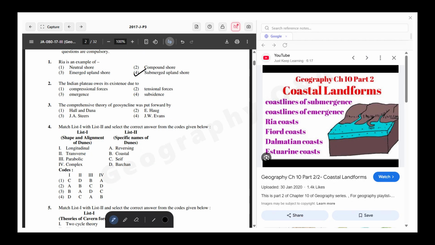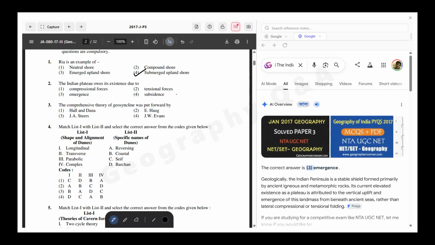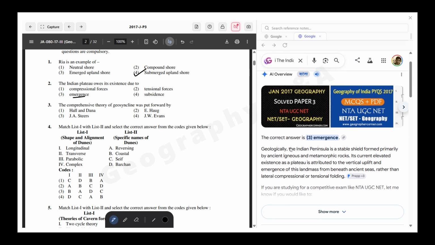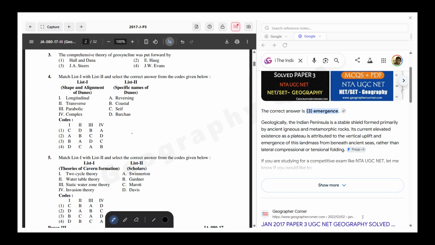Now the next question is: the Indian plateau was in existence due to compressional forces, emergence, tensional forces, or submergence. So the correct answer is emergence. Geographically, the Indian Peninsula is a stable shield formed primarily by ancient igneous and metamorphic rocks. Its current elevated existence as a plateau is attributed to the vertical uplift and emergence of the landmass from beneath ancient seas, rather than lateral compressional or tensional foldings.